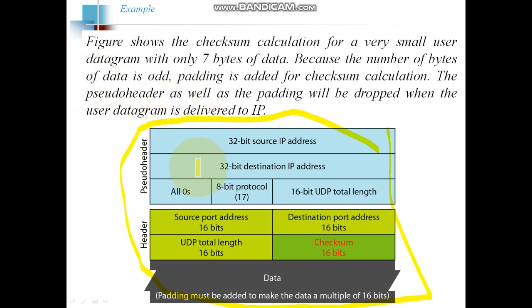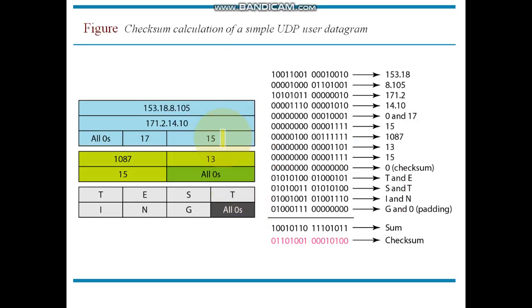Let me discuss this. This is a pseudo header. It contains the 32-bit source IP address, the 32-bit destination IP address, an 8-bit protocol field, and the 16-bit UDP length. Then the header we have seen before: source port address and destination port address, UDP total length 16 bits, and checksum 16 bits. And this is our data which we are sending. The padding must be added to make the data a multiple of 16 bits. So this is how we calculate the checksum.